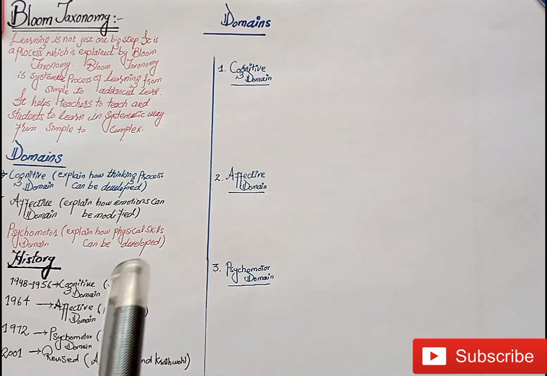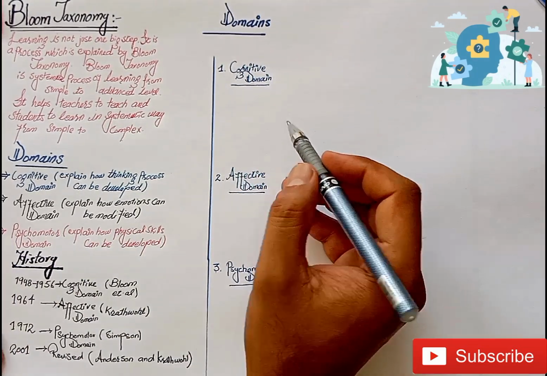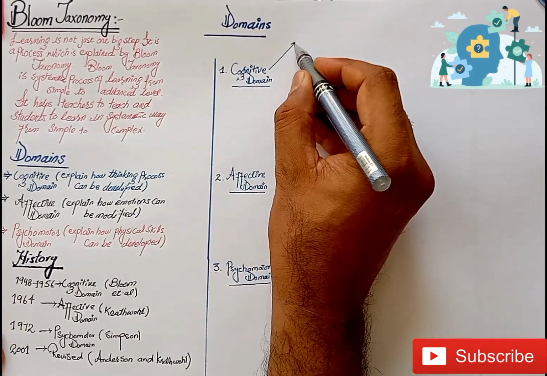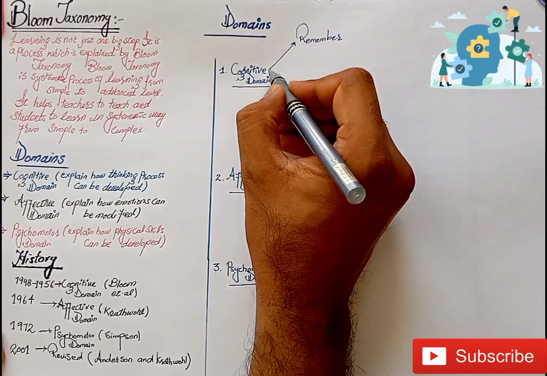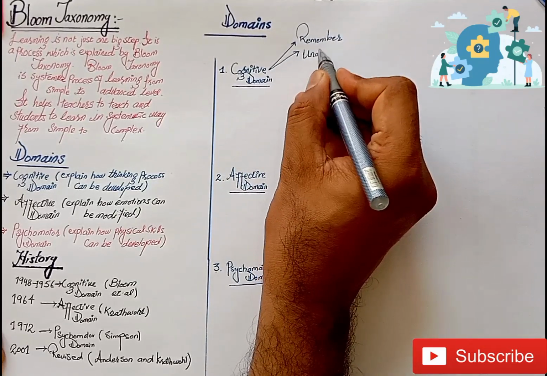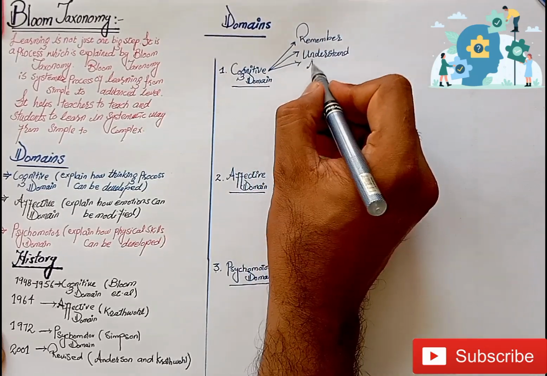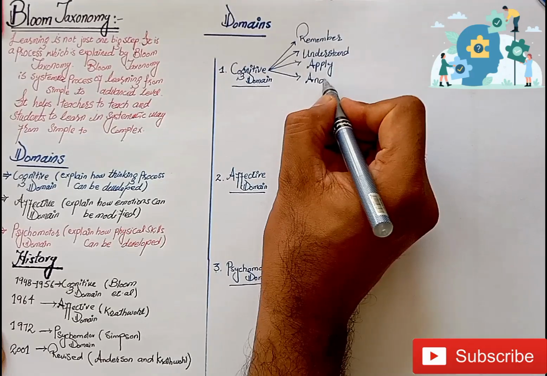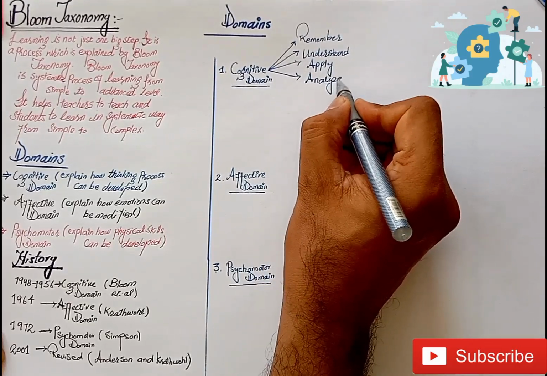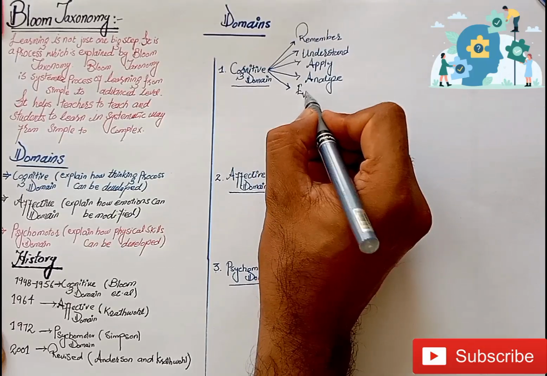Let us look into the details of the three domains. Cognitive domain. This explains how the thinking process can develop in six levels from simple to the advanced level. The first simple level of the cognitive domain is remember, and other higher levels are understand, apply, analyze, evaluate, and create.